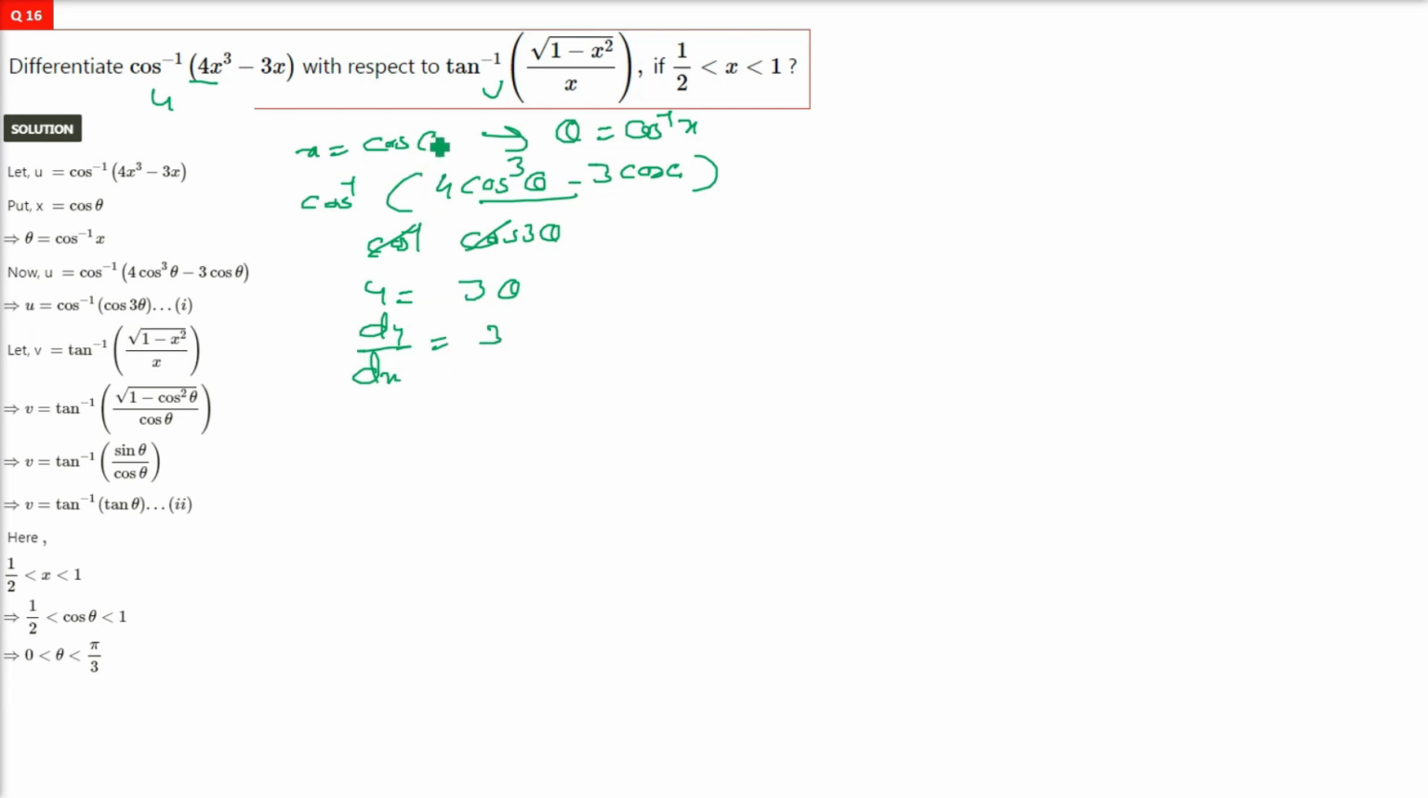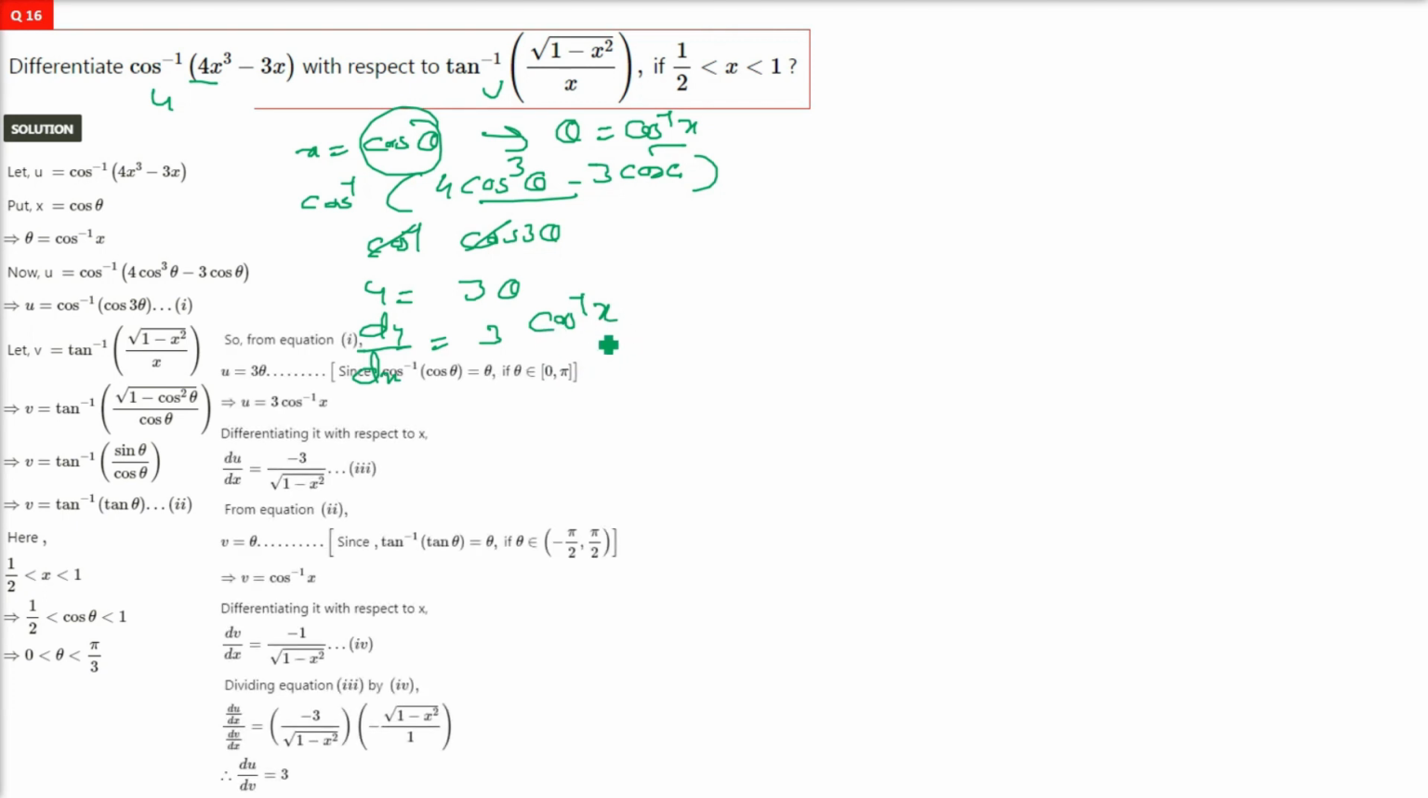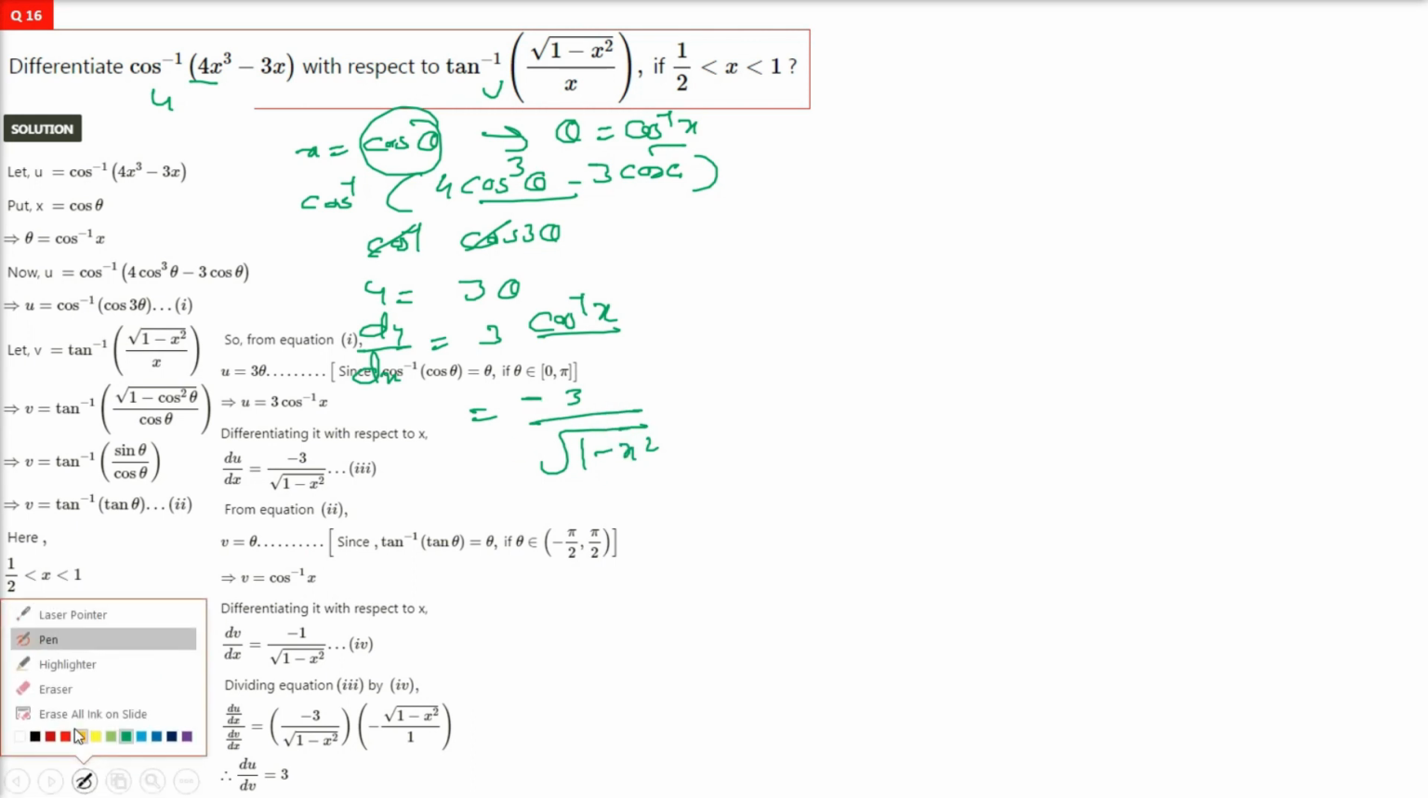Du by dx, when you find out, it will be 3 theta. You have to change to x. So it will be cos inverse x here. And cos inverse x differentiation, you know already. You have been doing it your entire life. So it is going to be 3 times minus 1 by under root 1 minus x square. Now when we do this, we have to check the boundary also. So this cos inverse x differentiation is what? Negative 3 by under root 1 minus x square. Okay. This is your standard result.